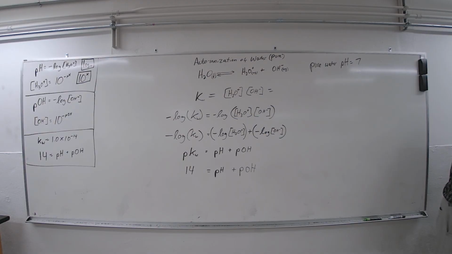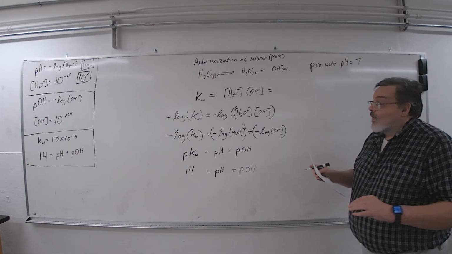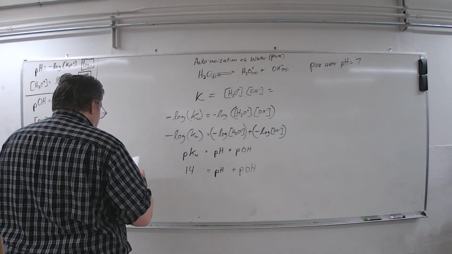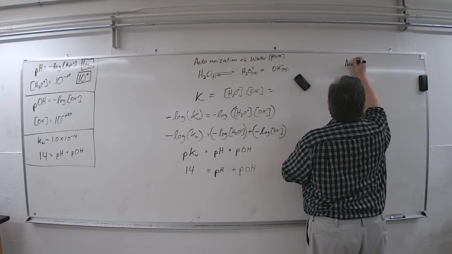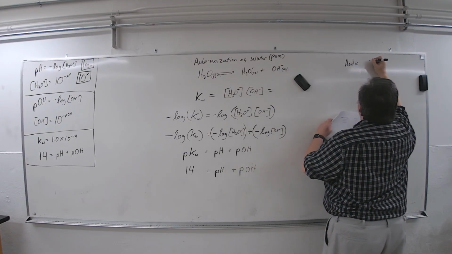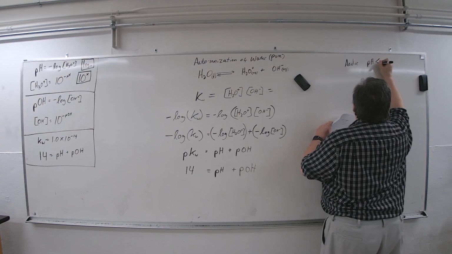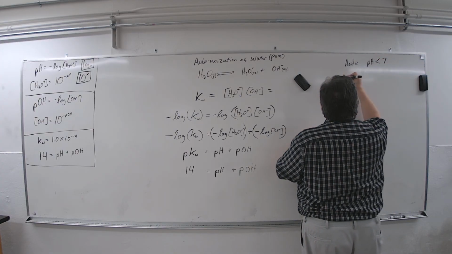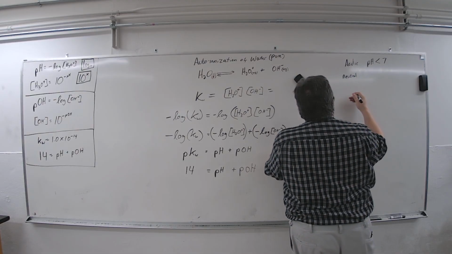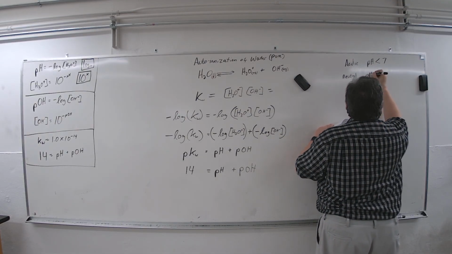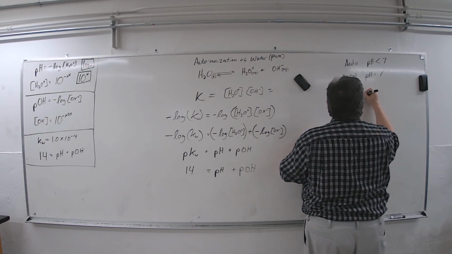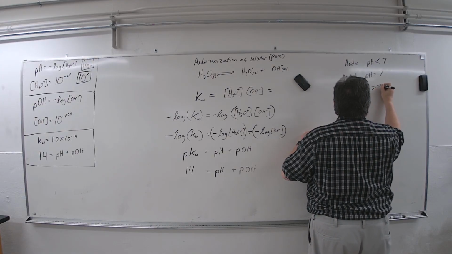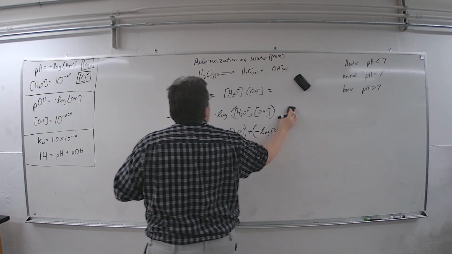So I want to say there. Yeah, okay. Or I should say it like this. An acidic solution has a pH less than 7. Neutral, meaning it's not acidic or basic, has a pH of exactly 7. And basic solutions have a pH that's greater than 7. So there.